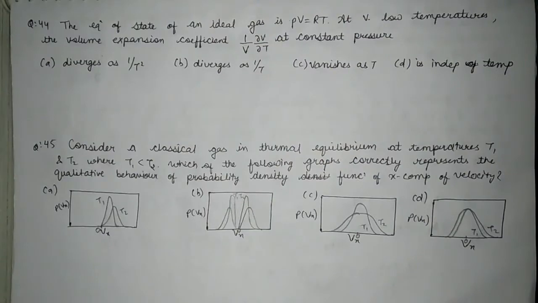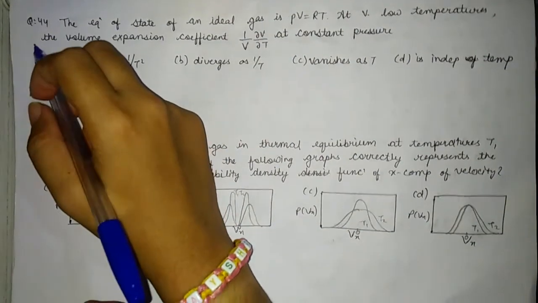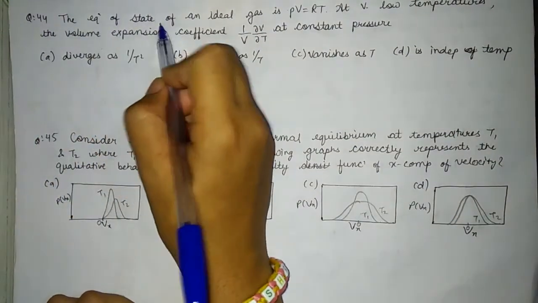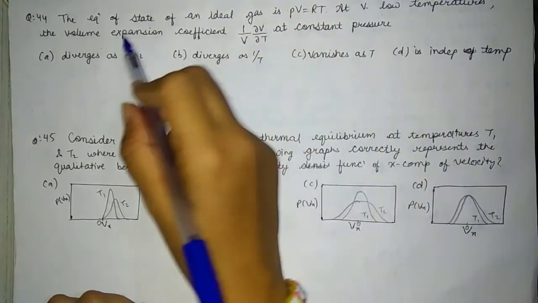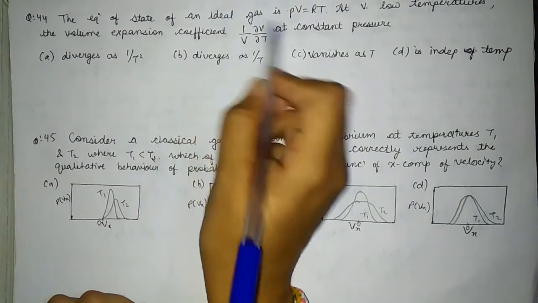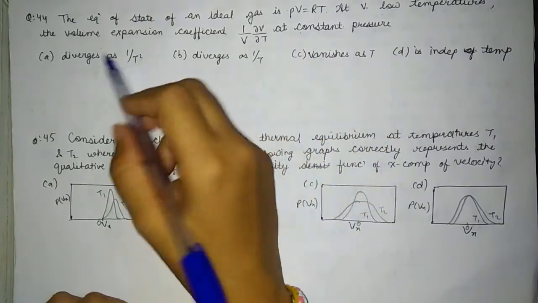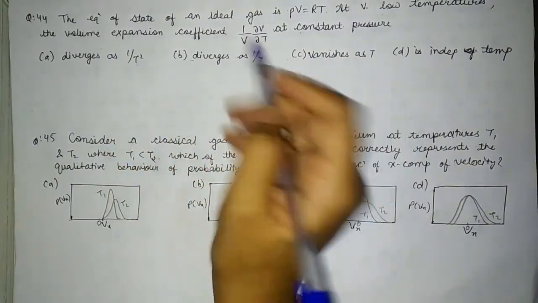Now it's question number 44. The equation of state of an ideal gas is PV equals RT. At very low temperature, the volume expansion coefficient at constant pressure, how does it diverge? We need to tell this.